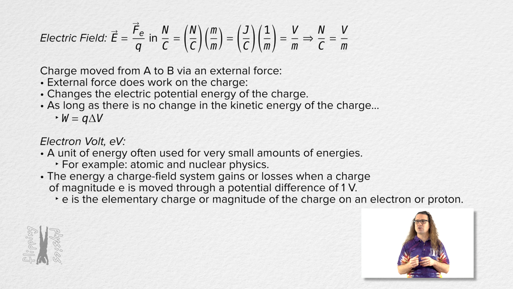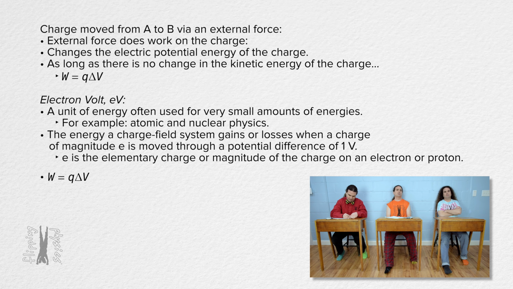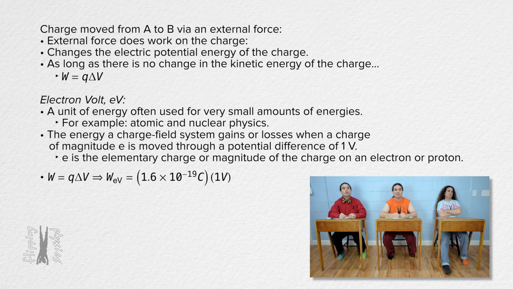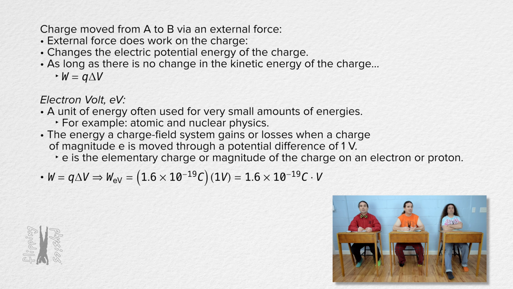Bobby, please determine the magnitude of the work done on a proton as it goes through an electric potential difference of 1 volt. We know work equals charge times electric potential difference. The charge on a proton equals 1.6 times 10 to the negative 19 coulombs, and the electric potential difference is 1 volt. So 1.6 times 10 to the negative 19 coulomb volt.